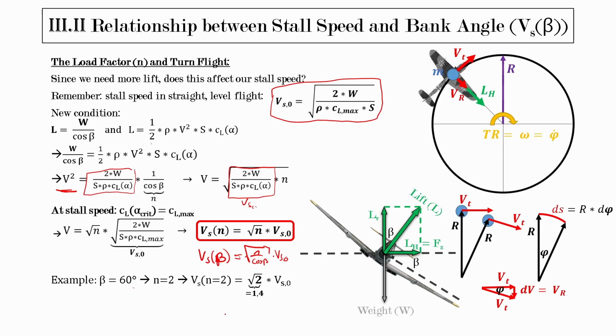Now, to do a performance table or a stall speed table, depending on your bank angle, all you have to do is you take out an Excel sheet, you write down all the bank angles that you can possibly think of, maybe in 5 degree steps, or 1 degree steps if you want to go that crazy, but 5 degree steps usually are enough, or 10 degree steps. And then you plug them into this equation, and then you get your stall speeds, and then you have a table that you could potentially print and look at.